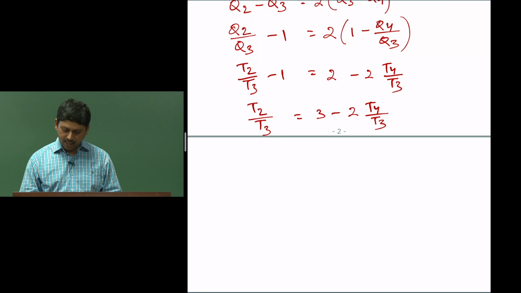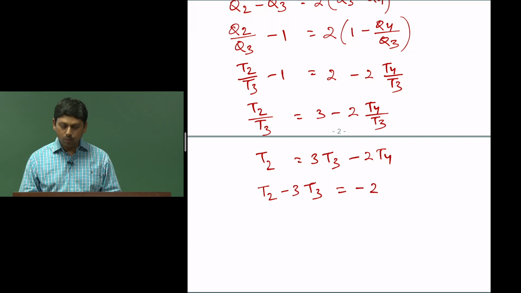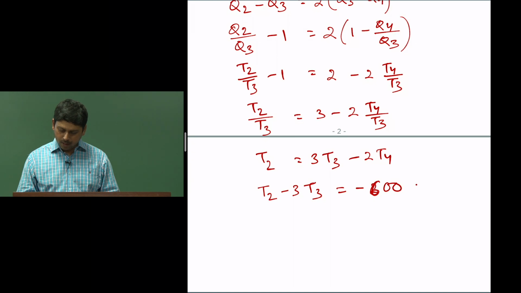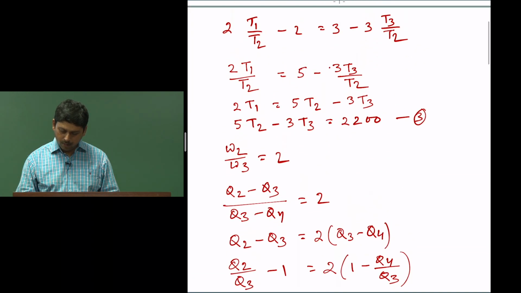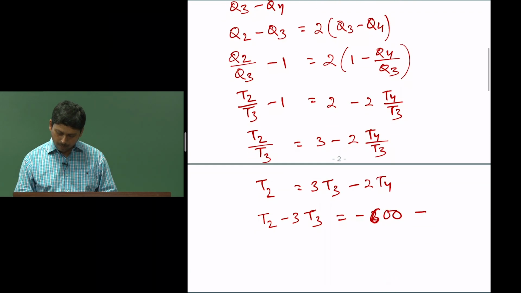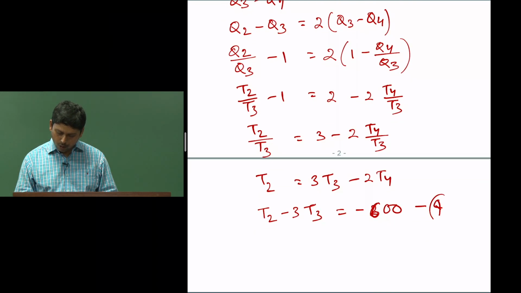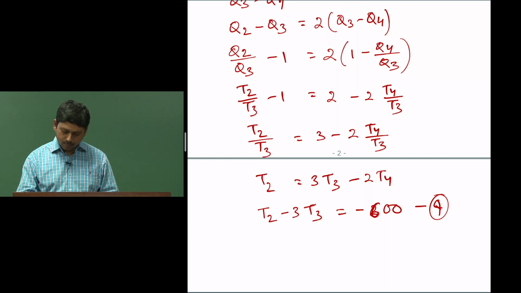Multiply both sides by T3, which gives me T2 equal to 3 T3 minus 2 T4. I take it on the left hand side. So, T2 minus 3 T3 is equal to minus 2 into 300, because T4 we know. So, minus 600. Let us call that equation number 4. So, we have two equations now.